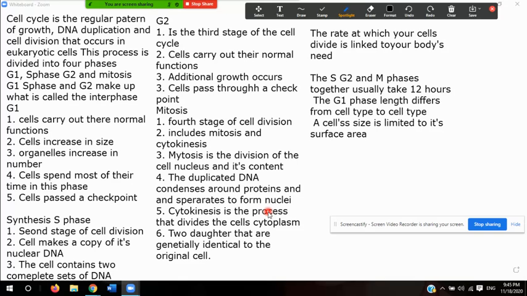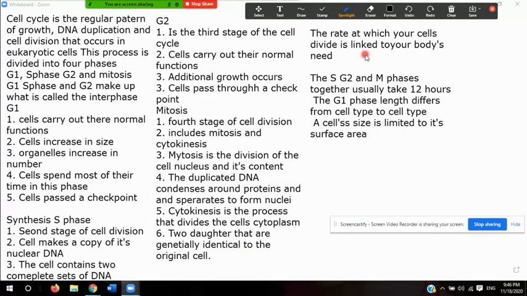The fifth thing worth noticing about mitosis is cytokinesis. Cytokinesis is the process that divides the cell's cytoplasm. And the sixth is that from the division of the cell's cytoplasm, we have two daughter cells that are genetically identical to the original cell. So basically, in mitosis and cytokinesis, the cell not only divides the nucleus's content, but because cytokinesis occurs, you actually have cells kind of cloning themselves, if you want to compare it to something.